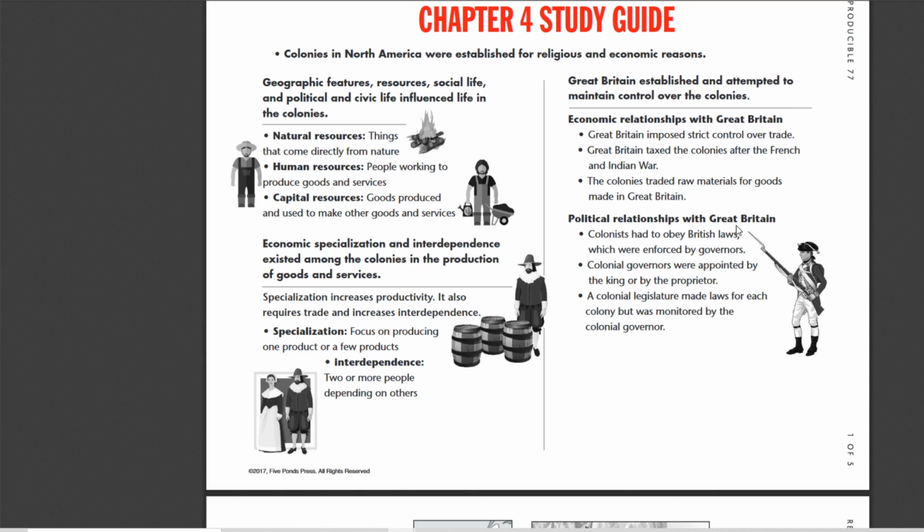Okay, the political relationship with Great Britain. Colonists had to obey British laws which were enforced by the governors. Colonial governors were appointed by the king or by the proprietor, and a colonial legislature made laws for each colony but was monitored by the colonial governor. We learned this in class where the governors were appointed by the king and the legislature was in two groups, the governor's council, which was appointed by the governor, and then the assembly, which was voted in by the voters.